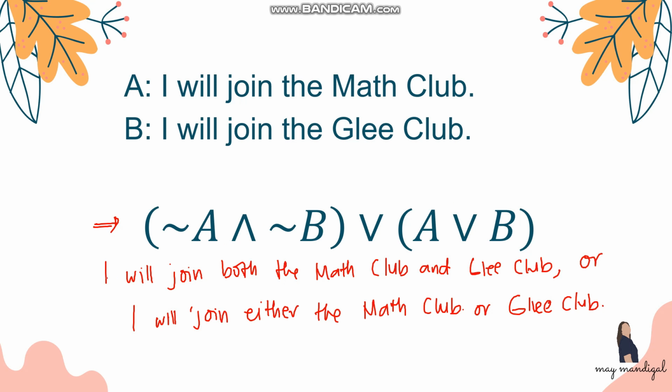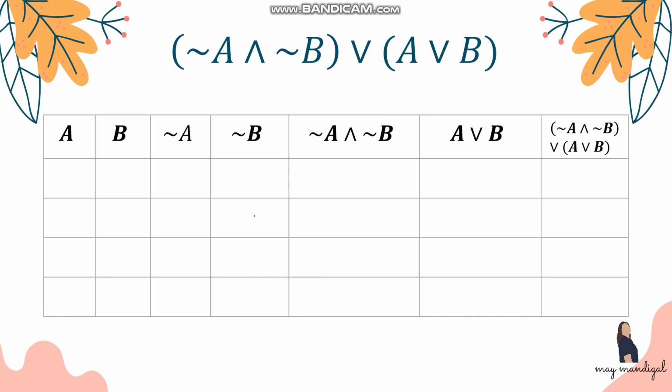Okay, by the way, this one, I will not. So this one should be not. I will not join, because this one is negation. Okay. So I will not join both the math club and Glee club, or I will join either the math club or Glee club. So let's look at the truth values here. So we have again A and B for our two propositions. We have not A and not B because of this one.